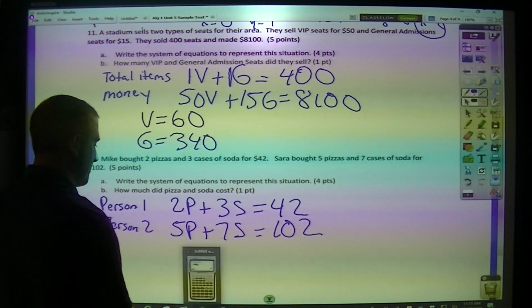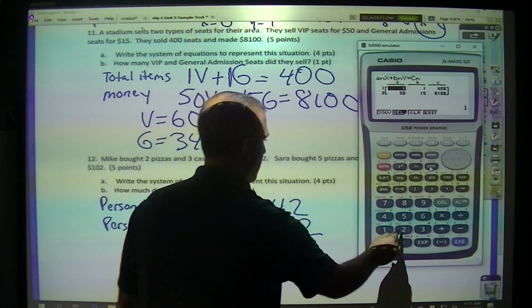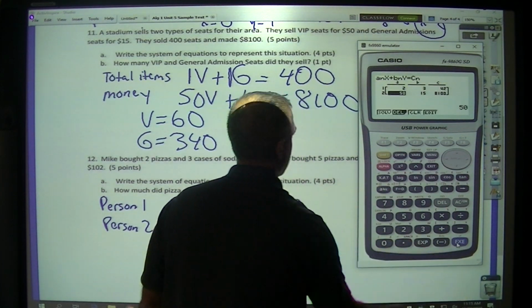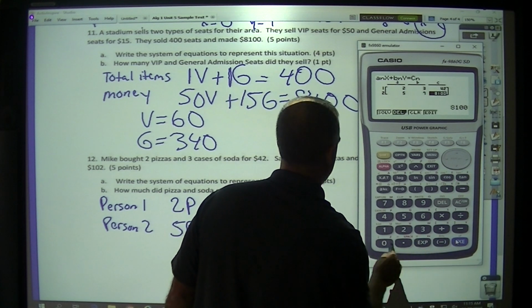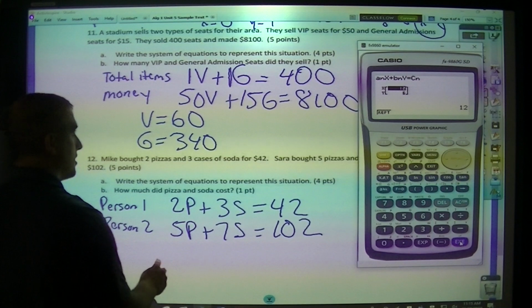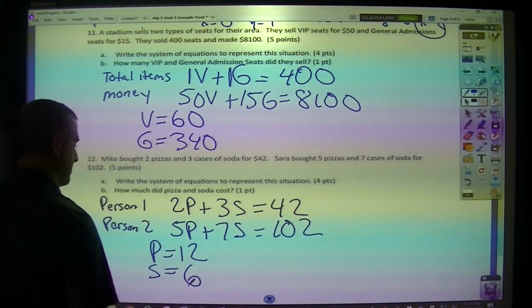So all I would do is hit exit to go back to the previous one. Type the numbers in across, 2, 3, and 42. Bottom numbers would be 5, 7, and 102. So for the first letter P, that was 12. For the second letter, sodas would be 6.